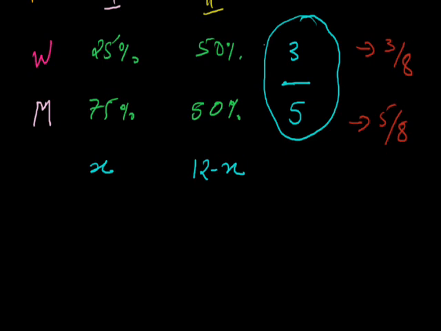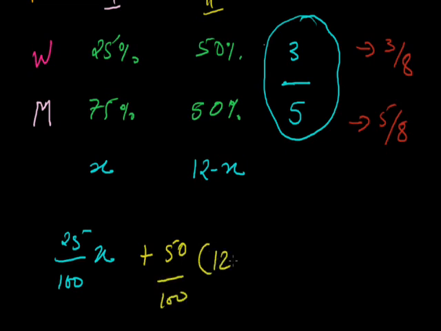Now if I am taking x liters of the first kind, 25% of x will be water. The quantity of water in the first is 25%. So what will be the quantity of water? It will be 25/100 x. This will be the water from the first container. Now what is the amount I am taking from the second container? It is 12 minus x and it contains 50% only. So 50% of 12 minus x.